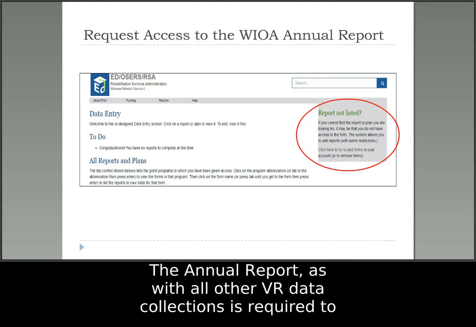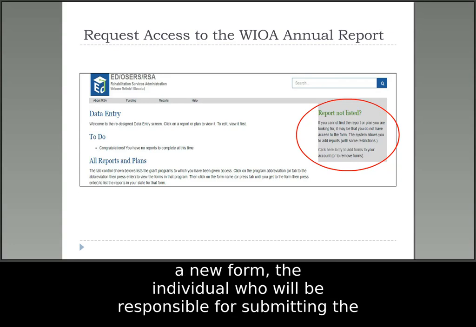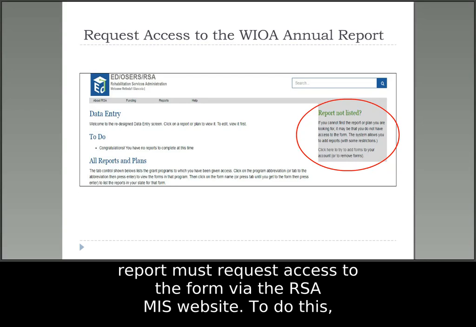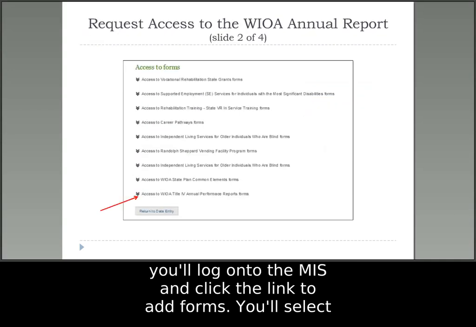The annual report, as with all other VR data collections, is required to be submitted by the VR director or his or her designee. So since this is a new form, the individual who will be responsible for submitting the report must request access to the form via the RSA MIS website. To do this, you'll log on to the MIS and click the link to add forms.